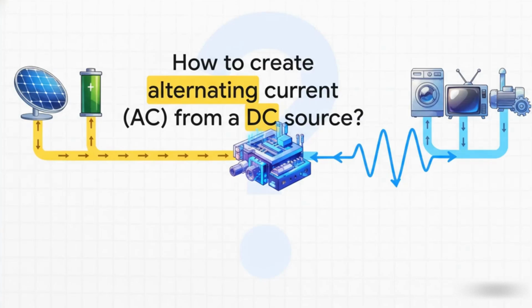So this really is the big question, isn't it? You've got this steady, one-way stream of electricity coming from a battery, a solar panel, whatever it is. But the goal is to create that oscillating, back-and-forth flow of alternating current that powers everything from your kitchen blender to giant factory motors. This is the fundamental problem that the inverter was invented to solve.